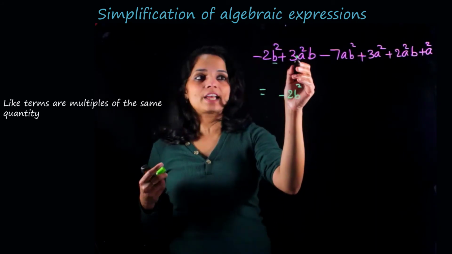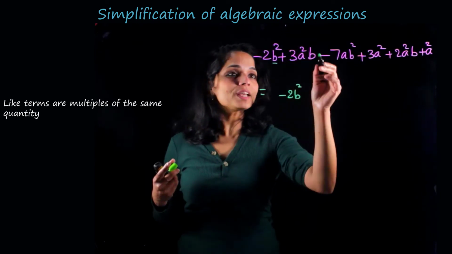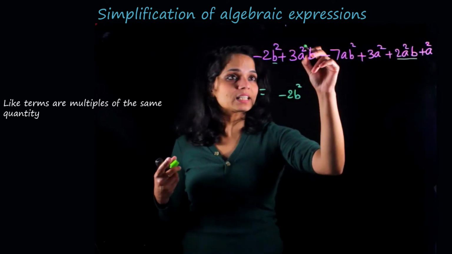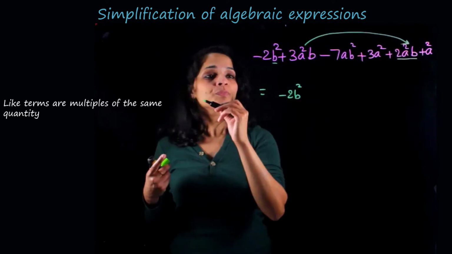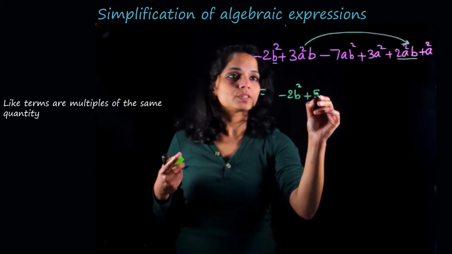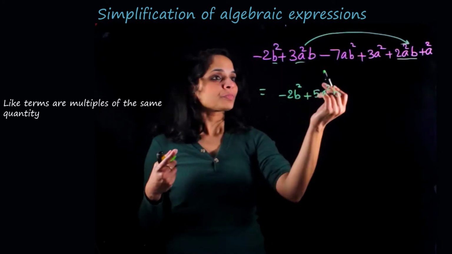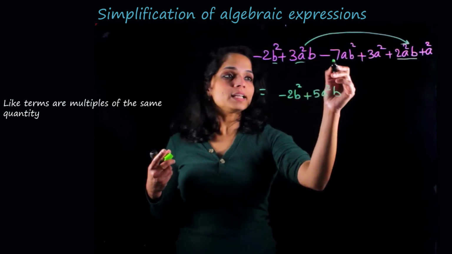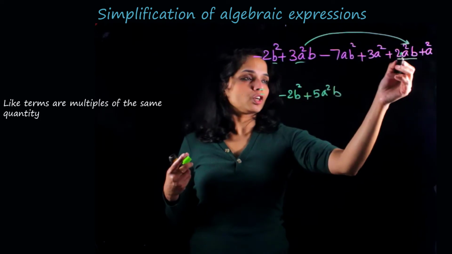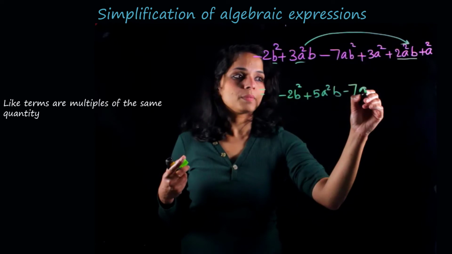The next term is 3a squared b, which is a multiple of a squared b. Is there any other term which is a multiple of a squared b? There's another one. We can combine these two terms by adding the coefficients: 3 plus 2 is 5, so 5a squared b. So this term is taken care of and that term is taken care of. The next one is minus 7ab squared, a multiple of ab squared. We don't have any other term having ab squared, so let's write it as it is, minus 7ab squared.